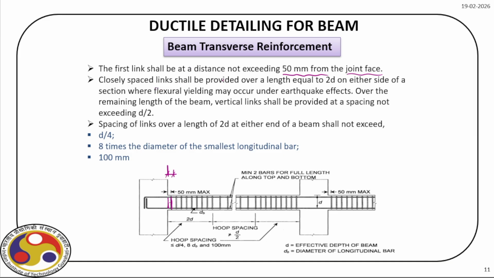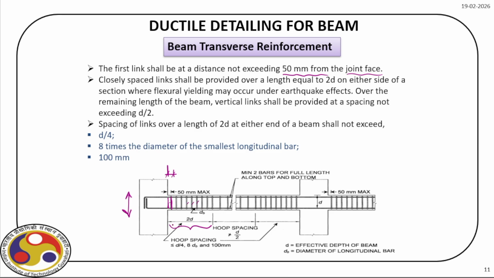Closely spaced links shall be provided over a length equal to 2d on either side of the section where flexural yielding may occur under earthquake effects. Here you can see it is marked. Recall these are the joints, so we'll have hogging moment here, and obviously this region during an earthquake may see the change in stresses.